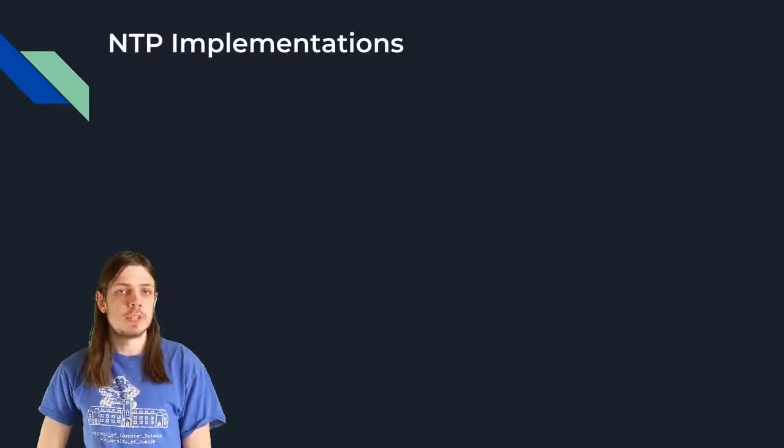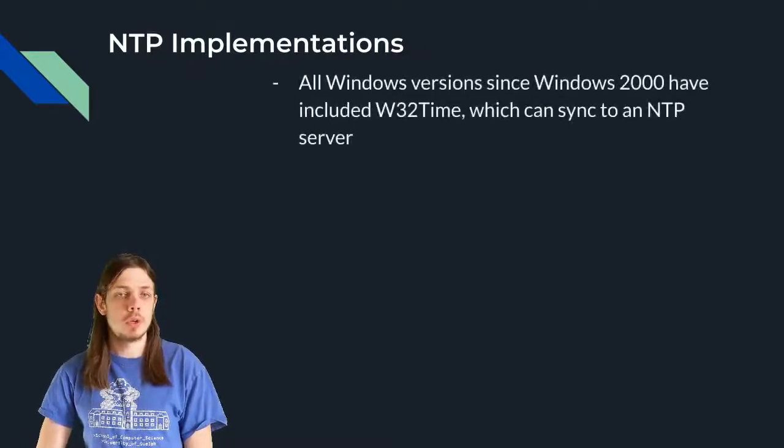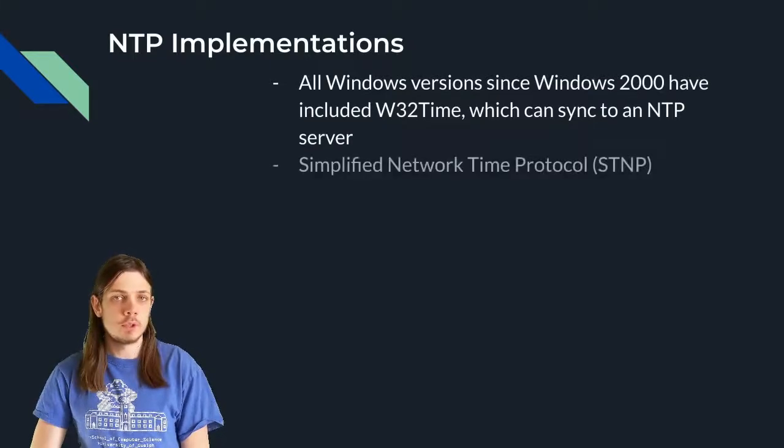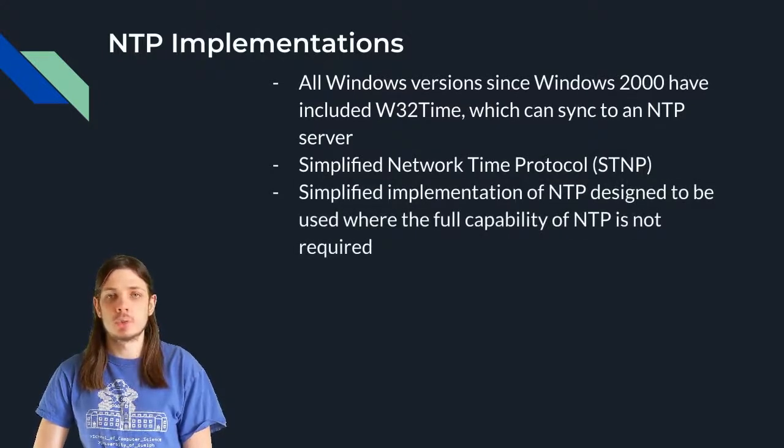Several implementations of NTP have existed over the years. For example, all Windows versions since Windows 2000 have included Win32 Time, which can sync to an NTP server. Another example is Simplified Network Time Protocol, which is a simplified version of NTP designed to be used with applications where the full NTP capability is not required.